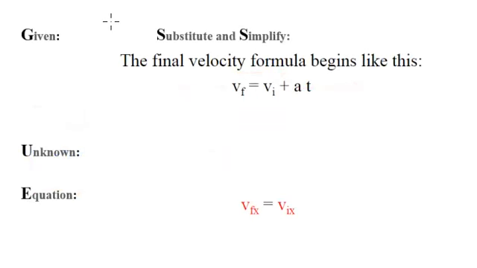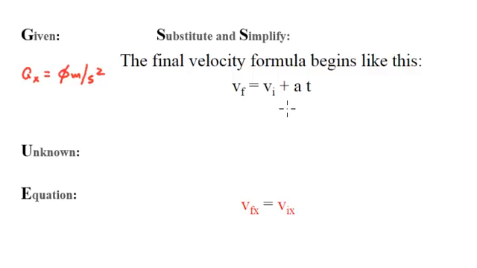Well, in order to simplify the velocity formula, which begins like this, velocity final equals velocity initial plus acceleration times time. Now if I do this in the x-axis, I can bring in the acceleration in the x-axis equals 0 meters per second squared, and this is due to Newton's first law, the law of inertia.